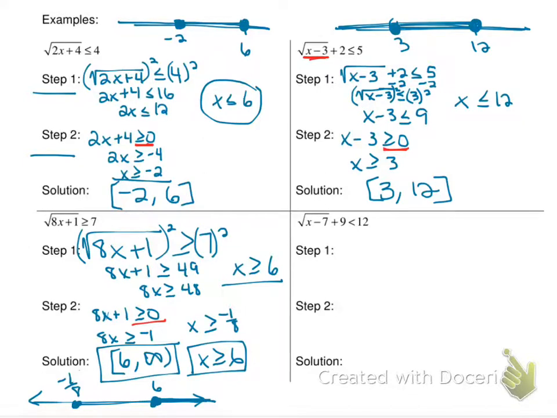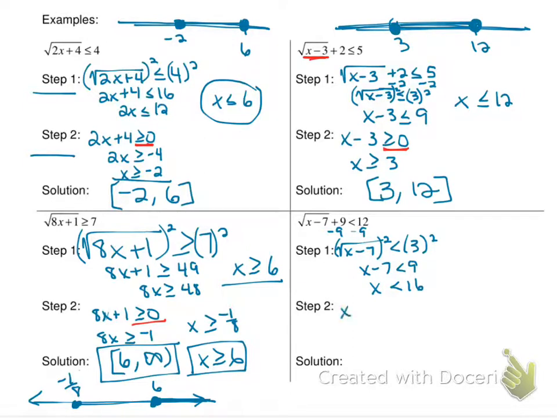Okay? Last problem. So I'm going to subtract 9 first. So x, I'm going to go ahead and just write it right here, minus 9, minus 9. x minus 7 is less than 3. Square both sides. x minus 7 is less than 9. x is less than 16 when I add 7 to both sides.